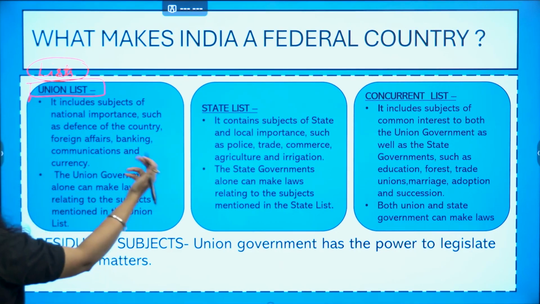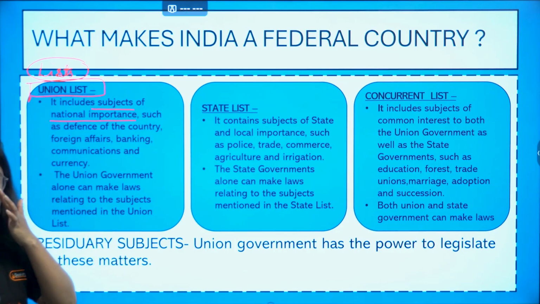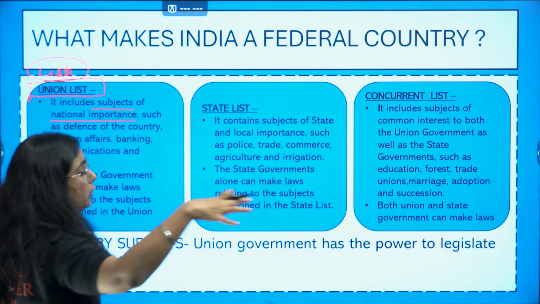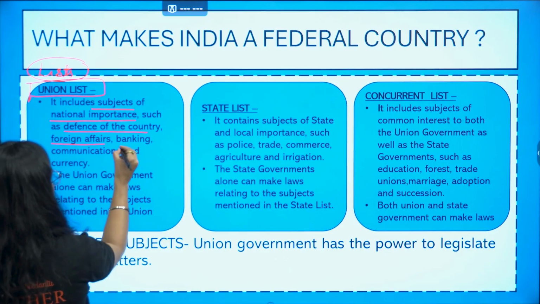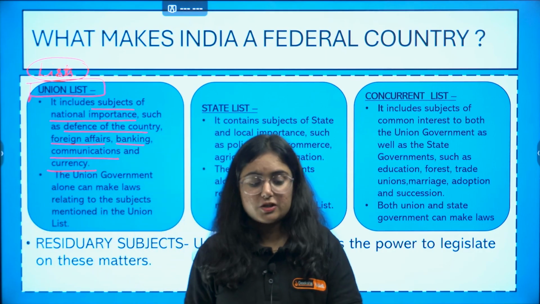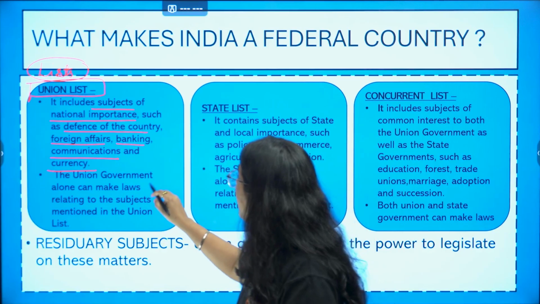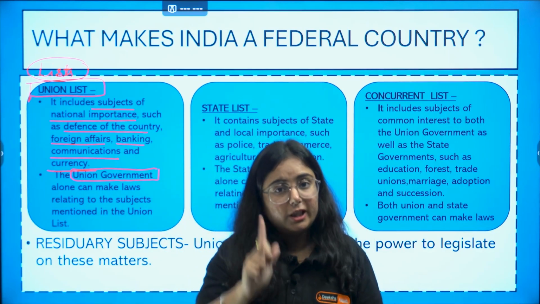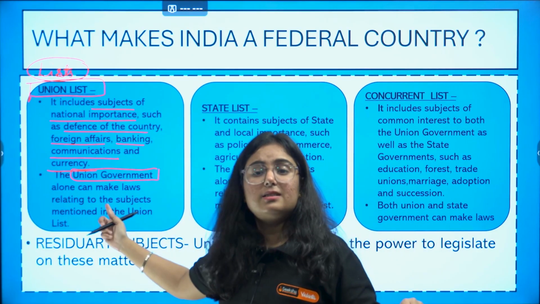Now, what is the union list? The list includes subjects of national importance, that is, important for the whole nation. For example, defense of the country, foreign affairs, banking, communications, currency. All these are subjects of national importance, and the laws on these subjects can be made only by the union government. So who has the power to legislate on the matters of the union list? The central government.